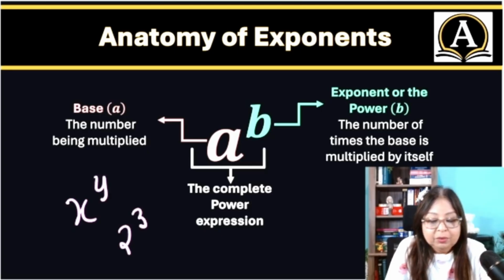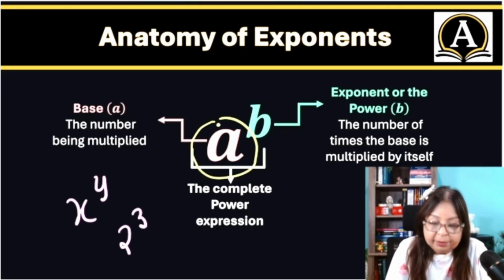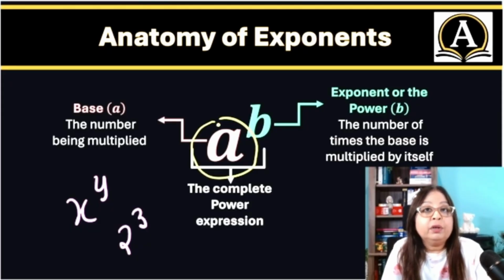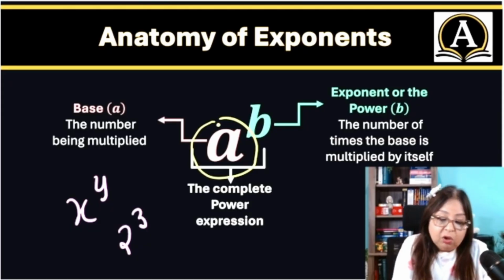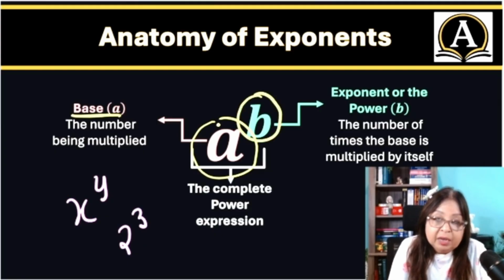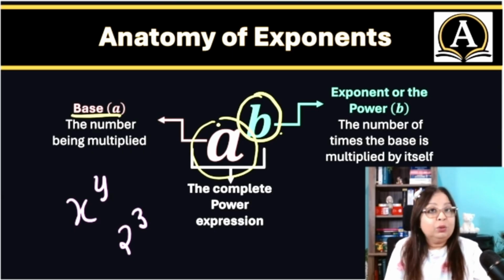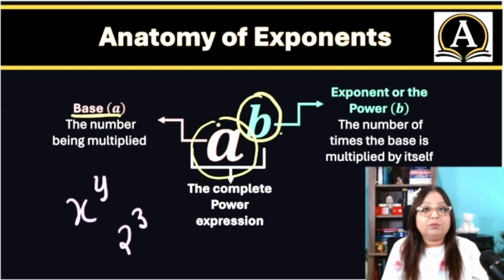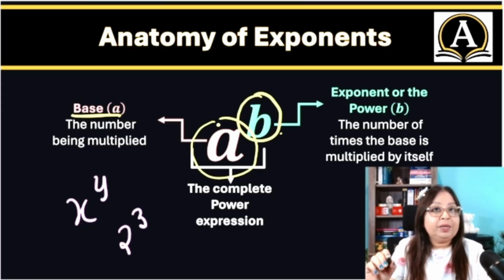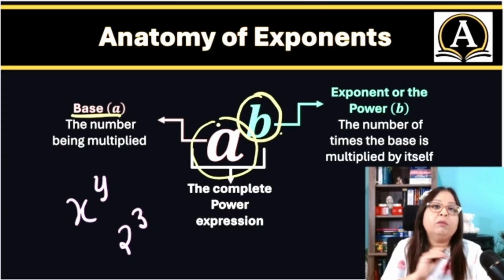Now to get the terminology out of the way, this letter here, A, is a symbol used for a number. And this number is called the base. This is the number that is being multiplied by itself. How many times? B number of times. So this B is the exponent. Sometimes it's also called the power, even though technically speaking this entire expression, A exponent B, is your power expression. But many times we also say it's A to the power B.